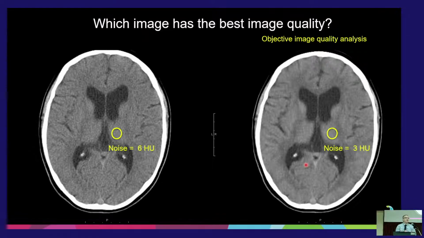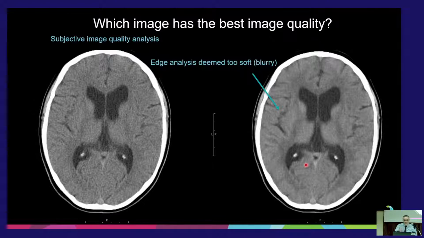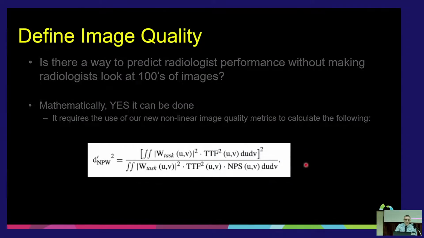Subjective has its reasons. We need the eyeballs of the people that are looking at the image so that they can say, I'm confident that I will be able to do my diagnostic task. All right, so edges are too blurry. We lost a lot of information.